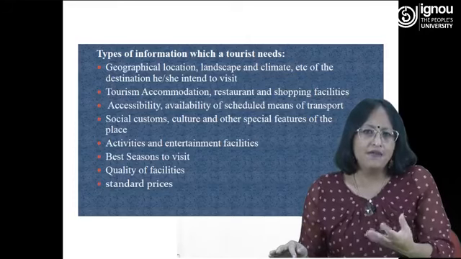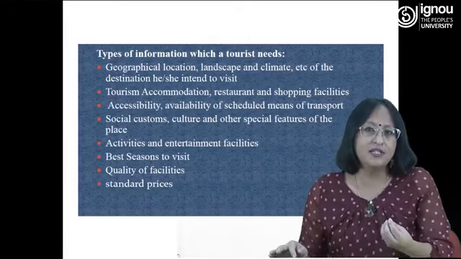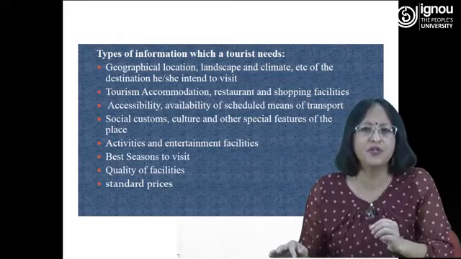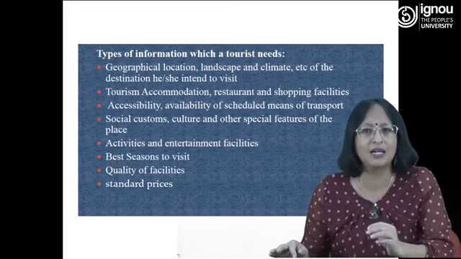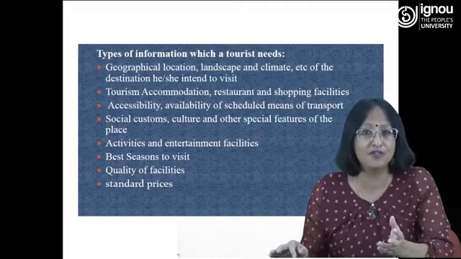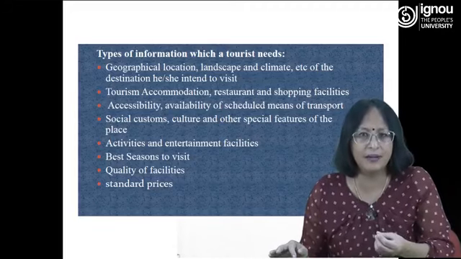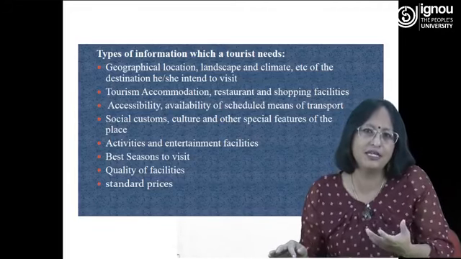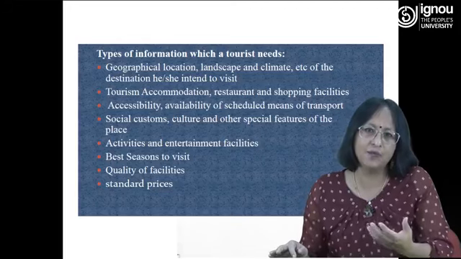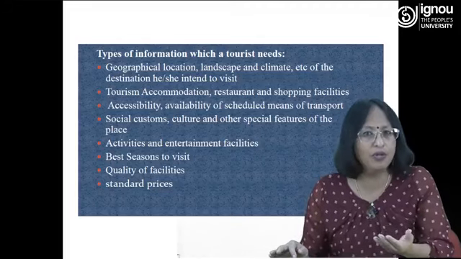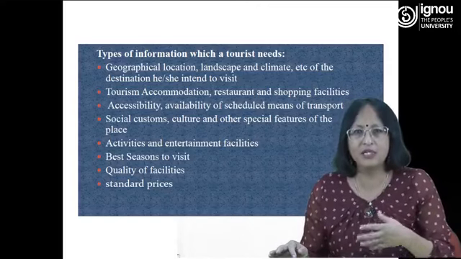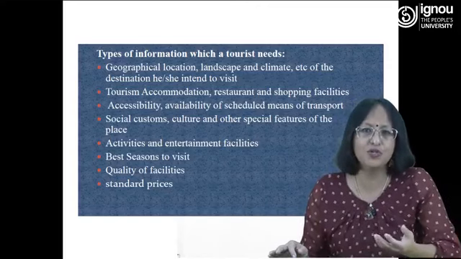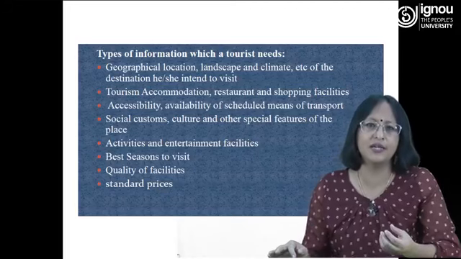So if you are a tourist, what does a tourist want to know? A tourist wants to know about the geographical location, the landscape, the climate, etc. of the destination he or she intends to visit. If I know I'm going to a hill station, then I know that it is going to be cold there. Then obviously when I do my packing, I will be putting in a lot of woolen clothes. So this type of information is required.